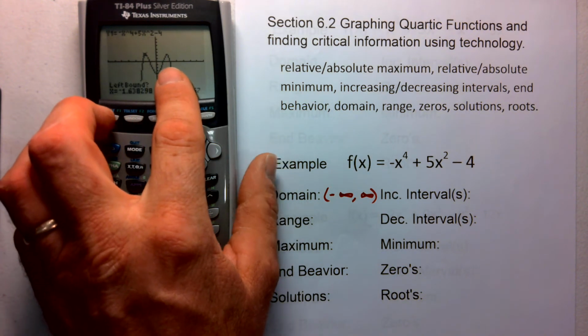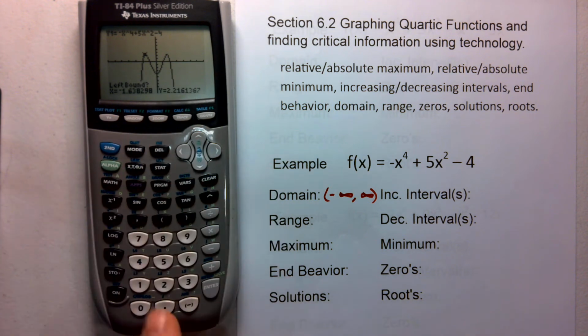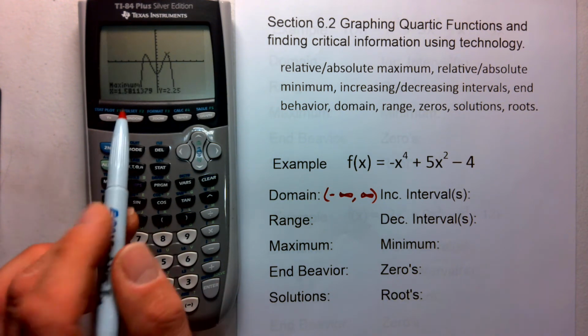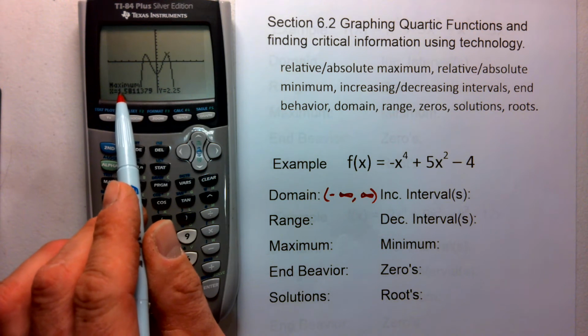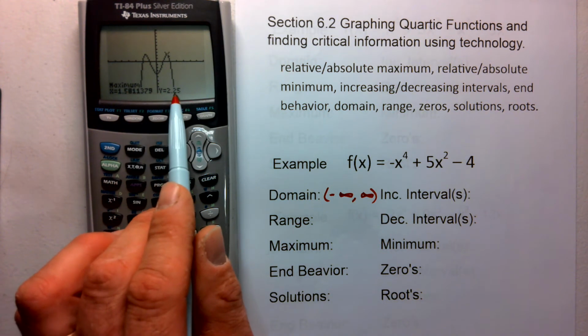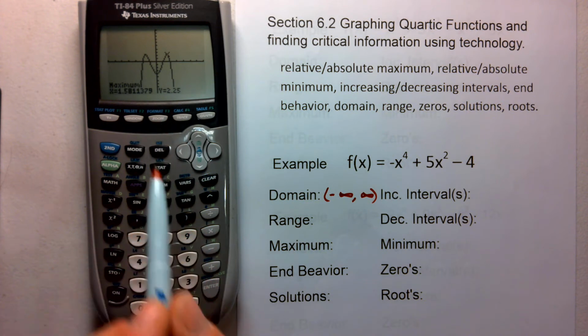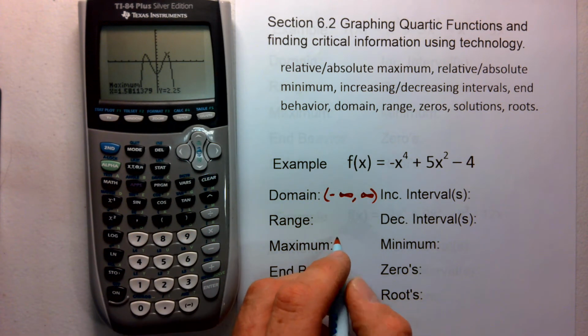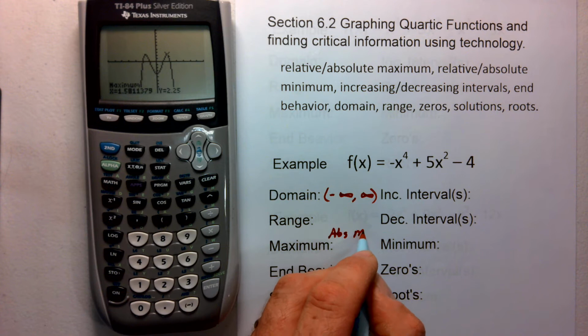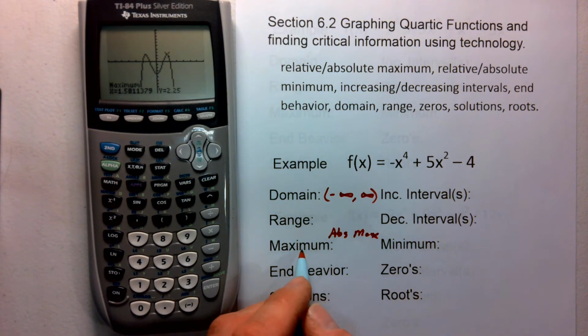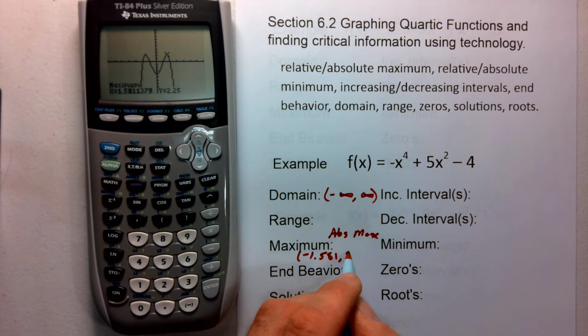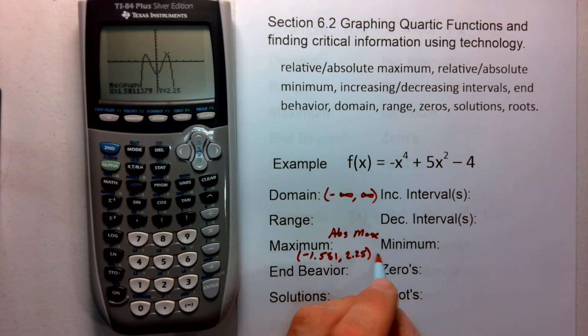This time, this one looks like it's between 1 and 2, so I'm going to do a left bound of 1 and a right bound of 2. Hit enter. Well, would you look at that? It is symmetric. We have 1.581, and we have that y value of 2.25. So we have an absolute maximum in this case, and this absolute maximum is going to occur at negative 1.581, 2 1/4, and at 1.581 again.